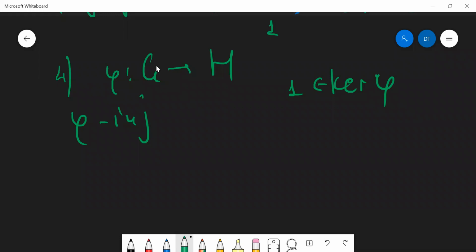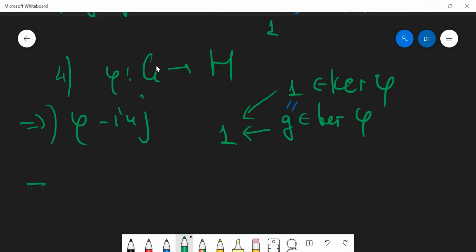And suppose that there is any other element in the kernel. But then it simply means that these two elements, 1 and g, go to the same element 1. But since phi was injective, it simply means that g is equal to 1. So there are no other elements in the kernel except the identity element. So this was this implication: injectivity implies that the kernel consists of one element. Are there any questions? Should I repeat?